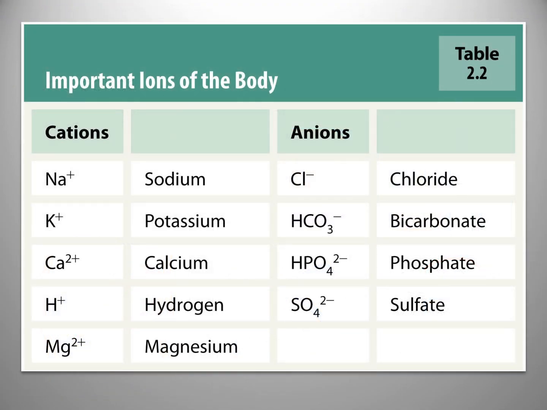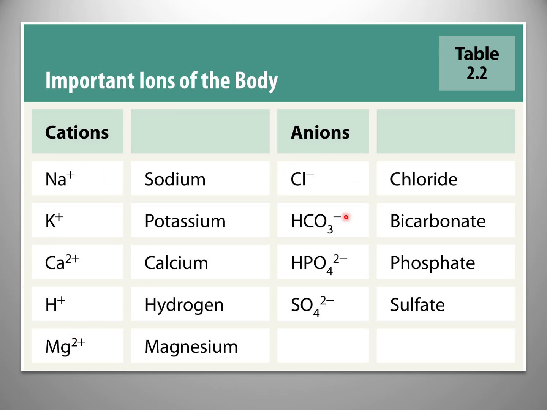Above and beyond proteins, we do have very important ions in the body. And so you should be able to know these and be able to recognize these. Sodium, potassium, calcium, hydrogen. These are all elemental ions. Chloride is in there as well.